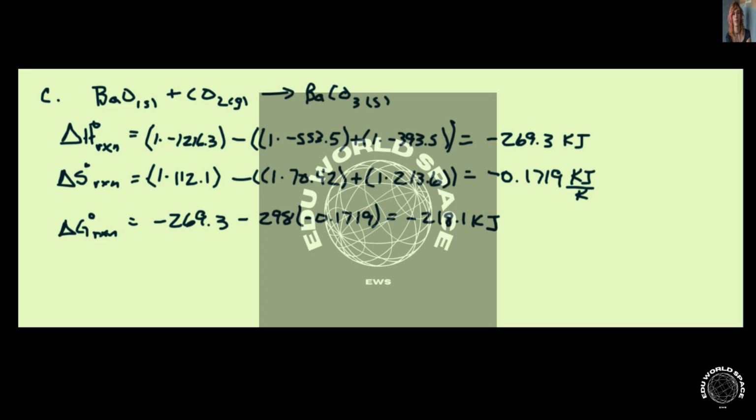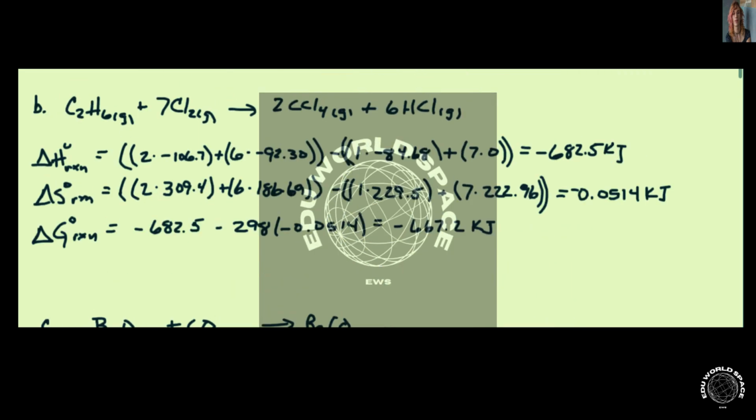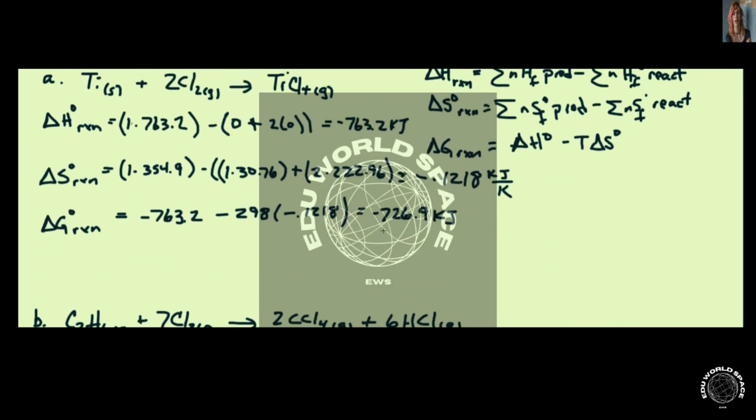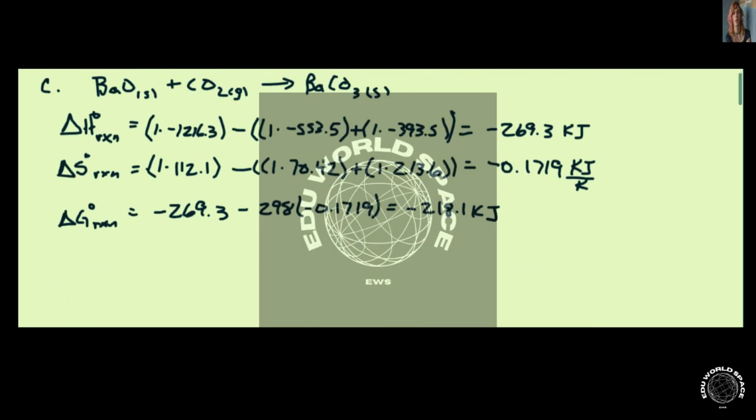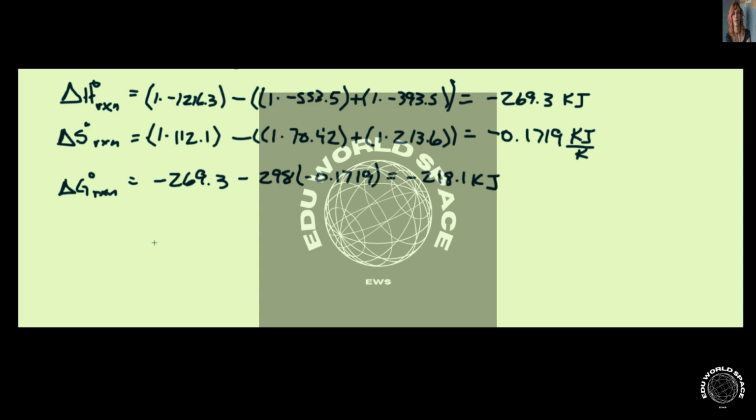So which one of these 3 reactions are spontaneous? Well, if we go back to number 1, it has a negative delta G. So the first one is spontaneous. The second one has a negative delta G. It is spontaneous. And the third one has a negative delta G. It is spontaneous. So all of the reactions are spontaneous, all with our negative delta G values.